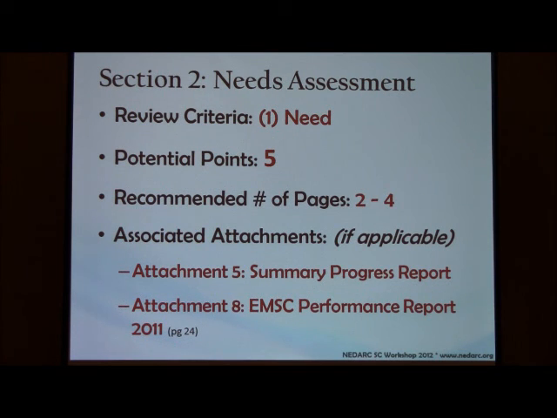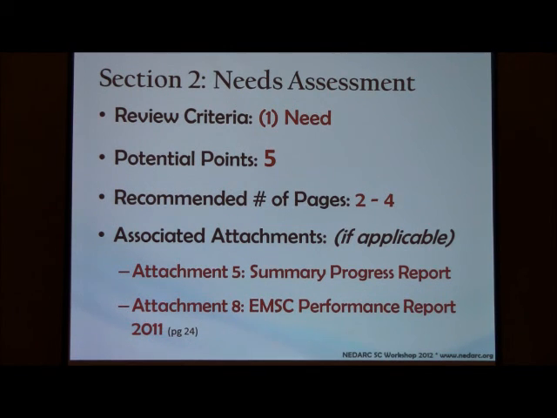As we showed you already in the introduction, we also did the same for this section, a basic breakout. The review criteria is under one, need. Potential points, based on what we think it would be after reading the FOA, would be approximately 5 points. And the recommended number of pages would be 2 to 4 pages long. Once again, that's up to you. That's just a basic idea to help you. And then there are actually attachments associated with this section.